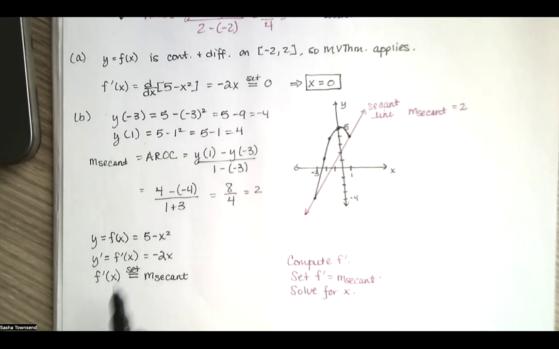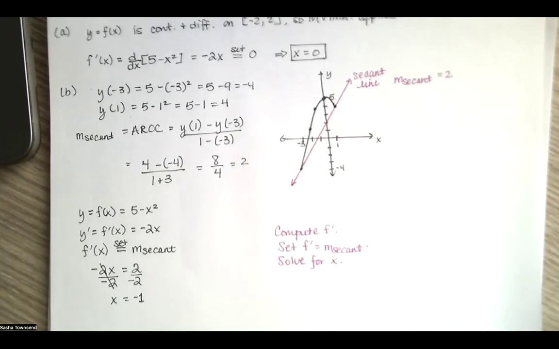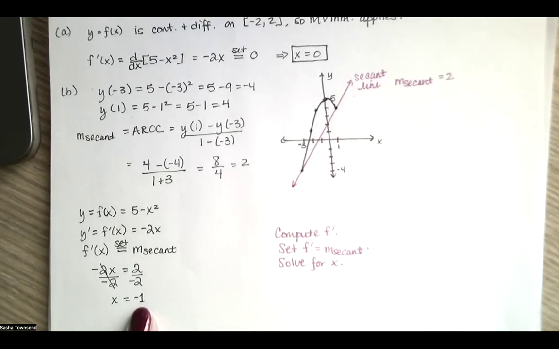So I've got -2x equals the slope of the secant, which in this case is 2. Divide both sides by -2 to get x by itself. We have x equals -1. So when x equals -1, the slope of the tangent line should be equal to the slope of the secant line. And if I substitute -1 into this, I have -2 times -1 is +2. So the slope of the tangent and the slope of the secant are the same, so that's cool.